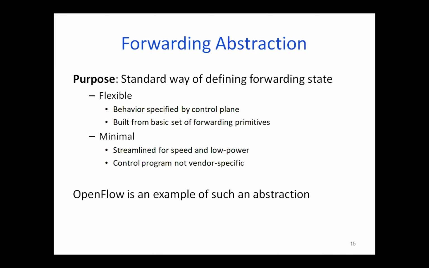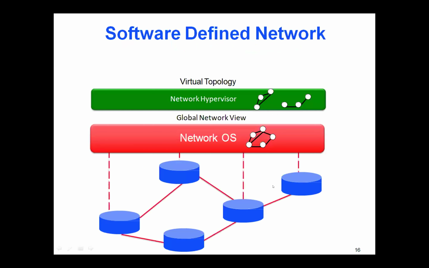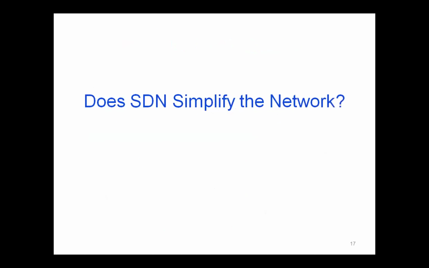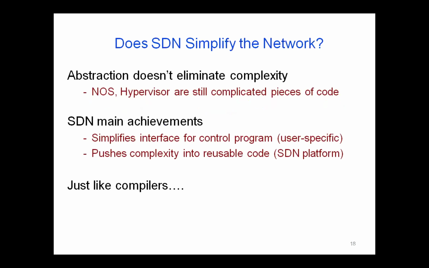So a flexible network where behavior is specified by the control plane, built from a basic set of forwarding primitives. And minimal, streamlined for speed and low power, with a control program that is not vendor specific. OpenFlow is an example of such an abstraction. So you can see in a software-defined network: virtual topology, network hypervisor, global network view, network operating system, packet forwarding.